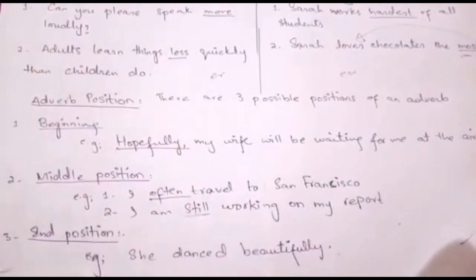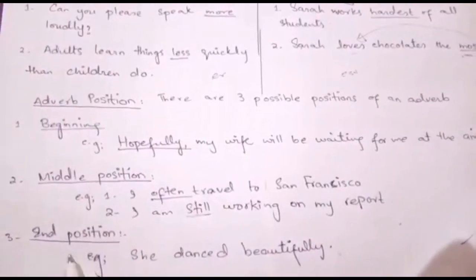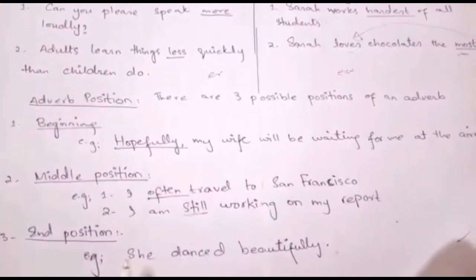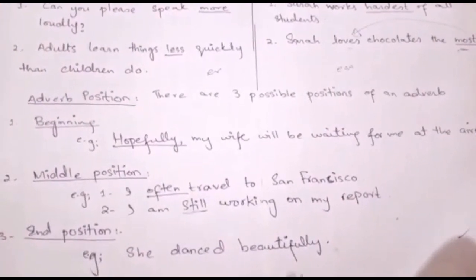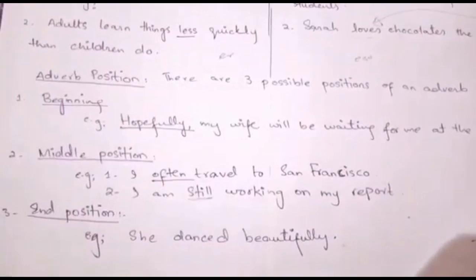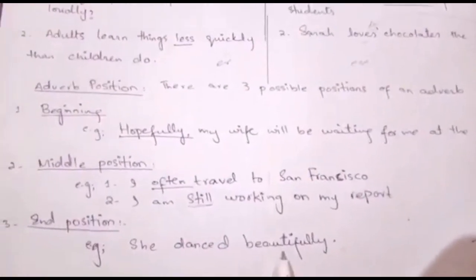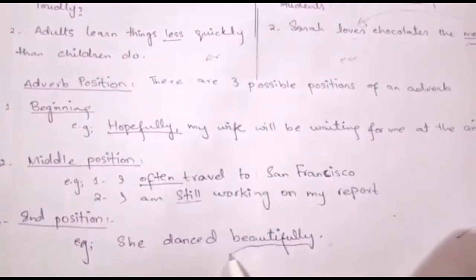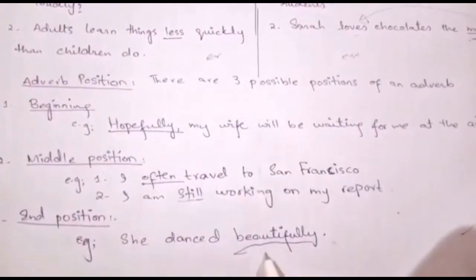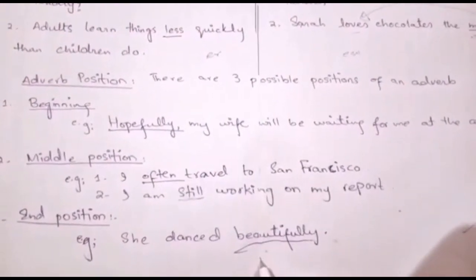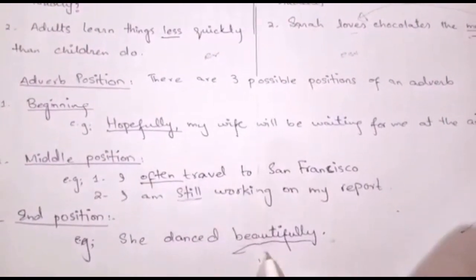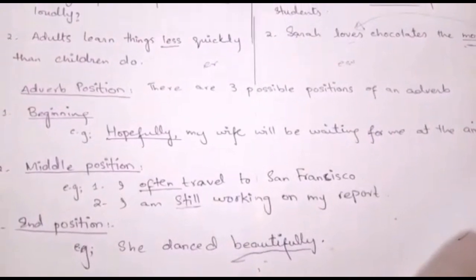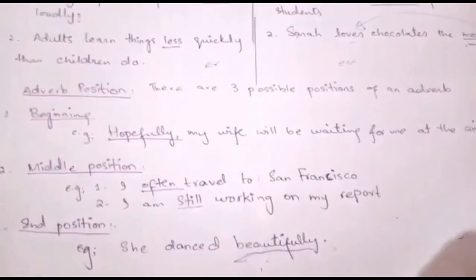Coming towards the last but not the least position. For example, she danced beautifully. The adverb comes at the end of the sentence or clause. Over here, beautifully is the adverb present at the end of a sentence or a clause. So this is the end position of an adverb.